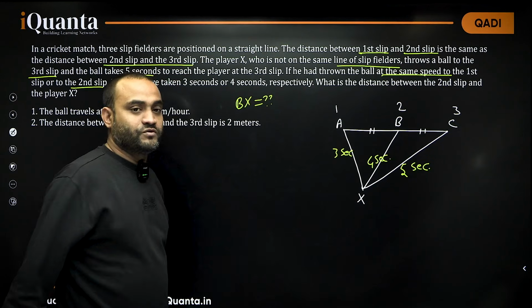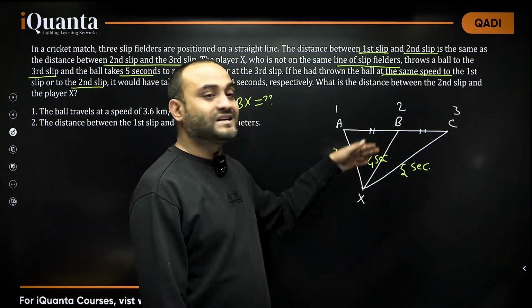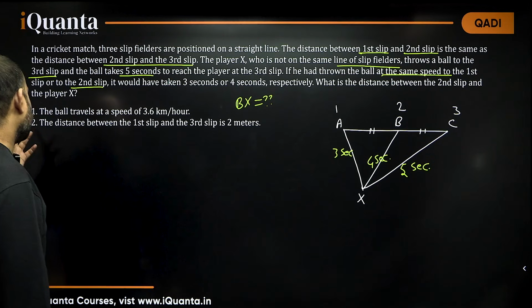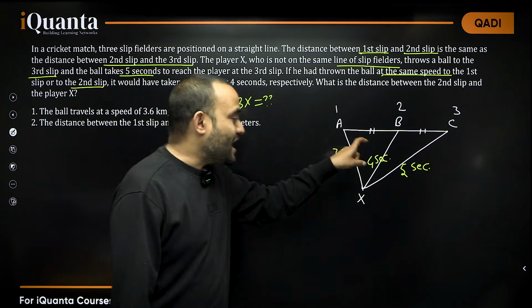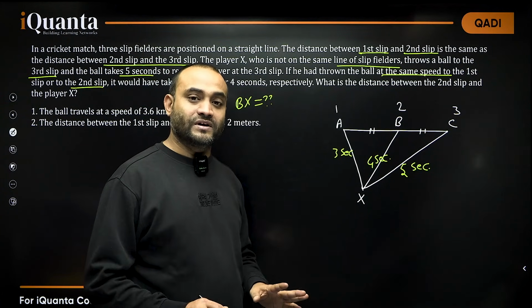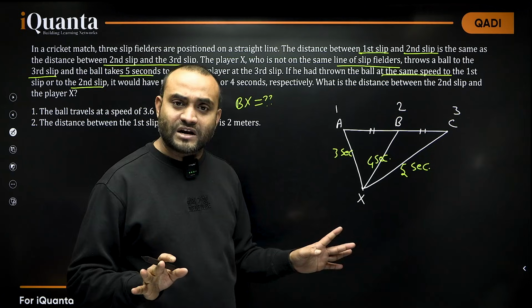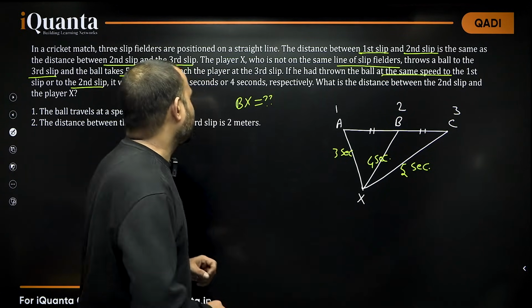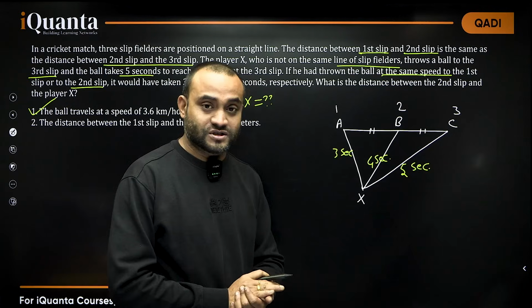So what do we want? We have time. If somehow we know the speed, we can find the distance. Statement 1 says the ball travels at a speed of 3.6 km per hour. We have 4 seconds, 3.6 km per hour already given. So definitely we have speed as well. So we don't need to calculate, okay? But we can be sure that statement 1 is good enough to answer the question, right?